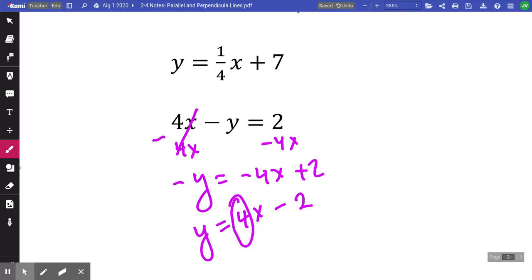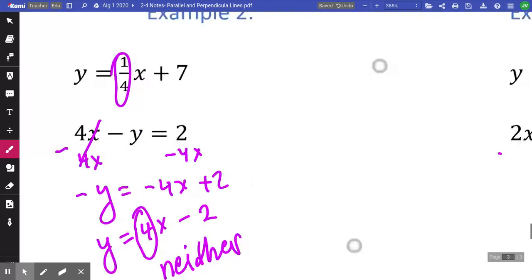So comparing the two slopes, the first slope is 1/4 and the other one is 4. 4 is the reciprocal of 1/4. However, it is not the opposite reciprocal because it's a positive 4. You look, both signs are the same. So no, these are neither parallel nor perpendicular.